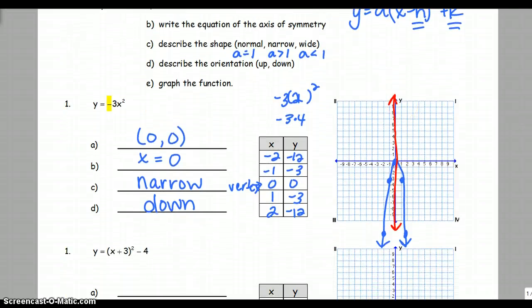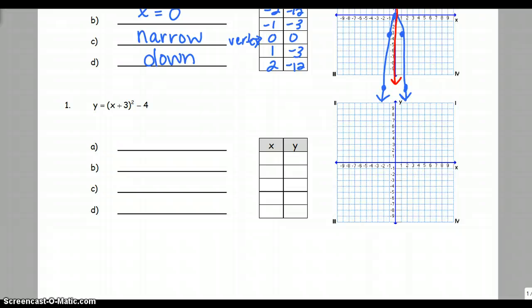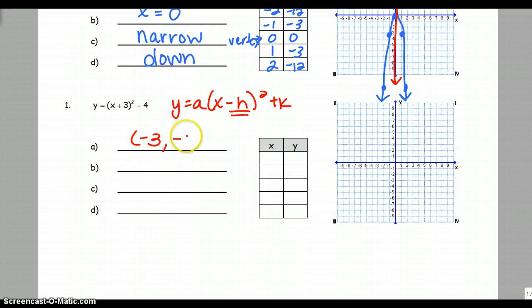Let's try another problem when we have it in vertex form. So remember vertex form, it said y equals a times the quantity x minus h squared plus k. Where the minus h, if we have a plus in the middle, just like we do here, it has to be a negative. So our vertex is a negative 3, negative 4. The axis of symmetry would then be x equals negative 3, because that's going to cut it right in half.